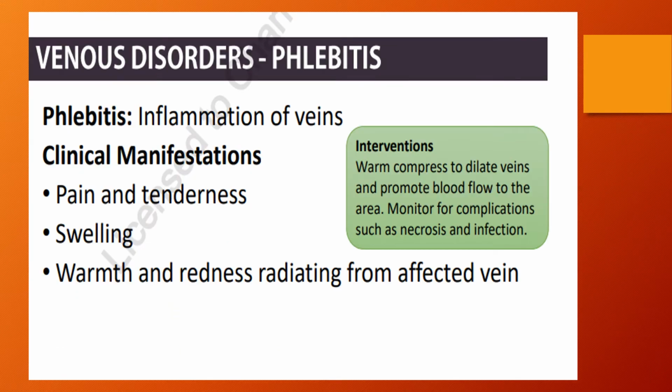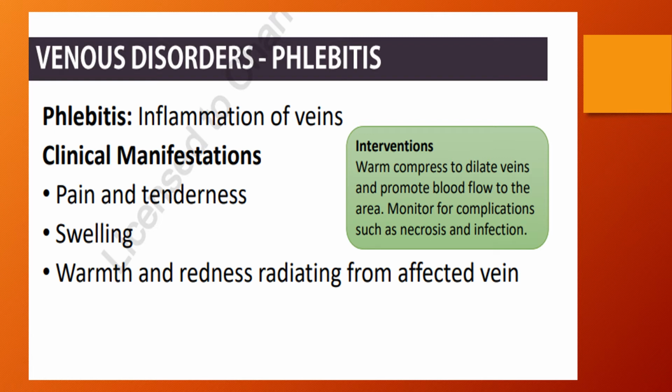So phlebitis is just as it sounds, inflammation of veins. Some of the signs of inflamed veins or phlebitis include pain, tenderness, swelling. Your extremity may be warm to touch. You may see some redness radiating from the affected vein. And some of the interventions that you as a nurse can do to help alleviate this pain, if you were a home care nurse caring for this patient, a warm compress to dilate the vein and to promote blood flow to the area. Monitor for signs of necrosis and infection.